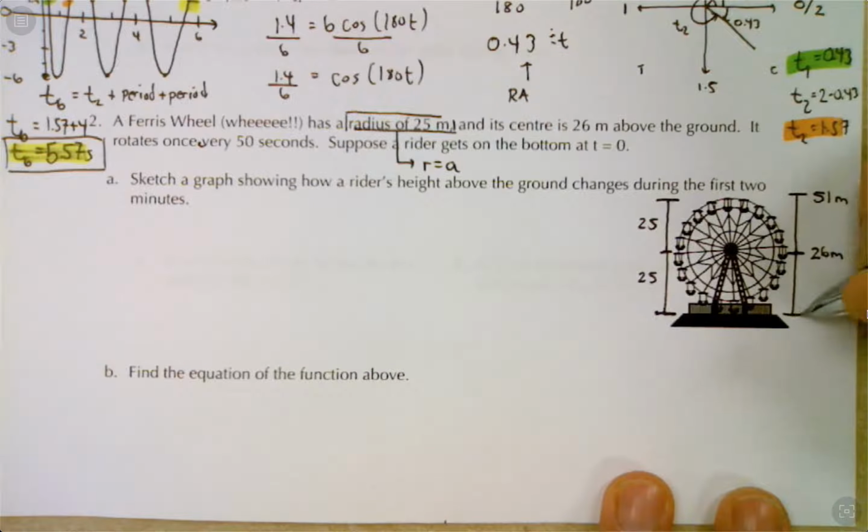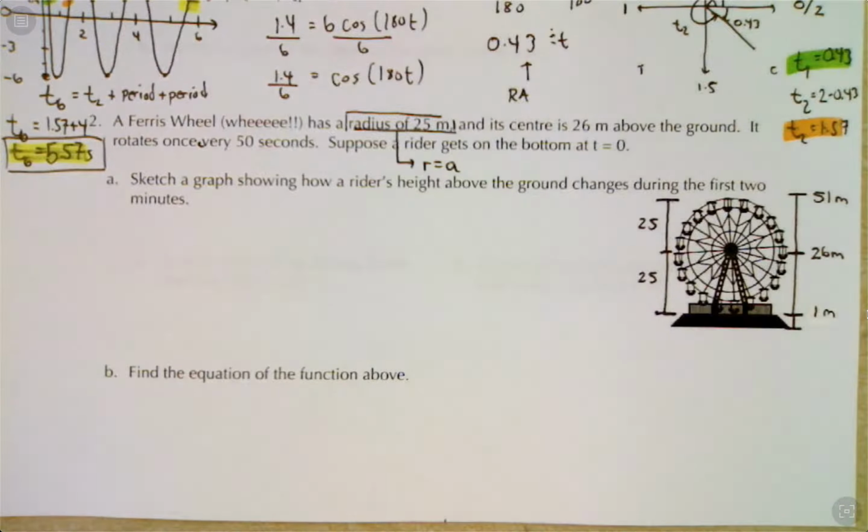If we go down 25, we don't get 25, we get 1 meter. Which kind of makes sense because it means there's a little platform here. And that would be 0. So here's our vertical scale.